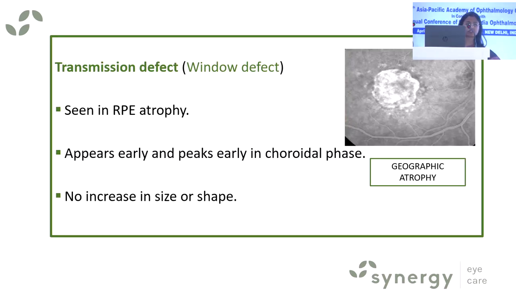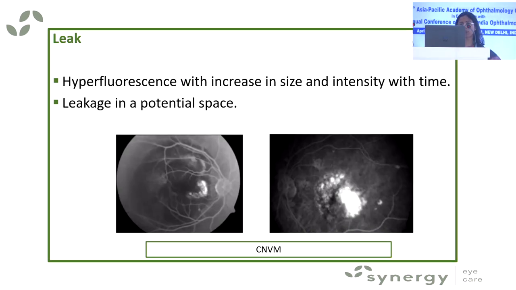Next is a transmission defect or a window defect. It is basically seen due to the atrophy of the RPE, the background choroidal flush is seen. So it appears early and it peaks also early in the phase. And there is no increase in size or shape as seen in geographic atrophy.